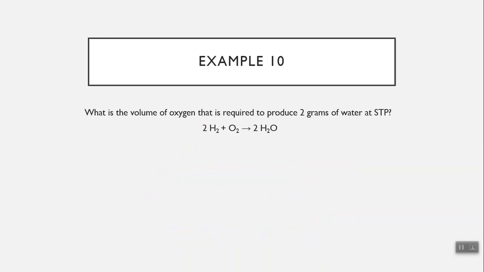Example number 10. Again, write down what you're given and what you're trying to find. Okay. So we are given 2 grams of water. We are trying to find liters of oxygen. We could care less about hydrogen, so we're going to go ahead and ignore that part there. We're going to cross it out.